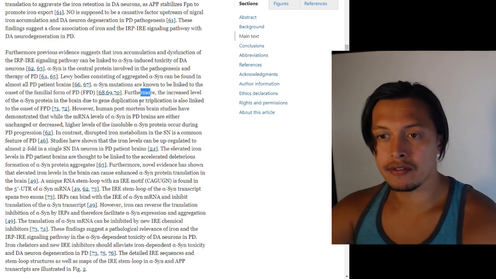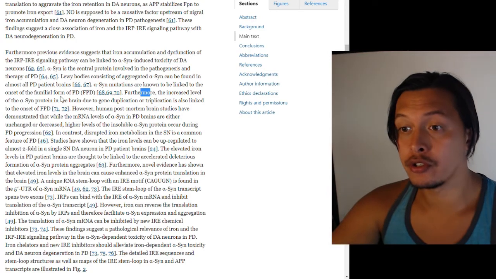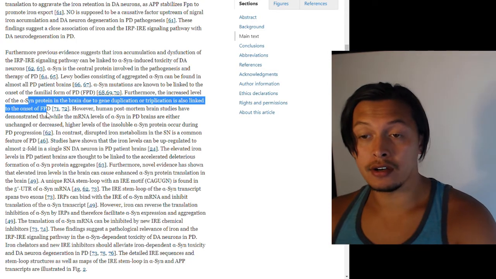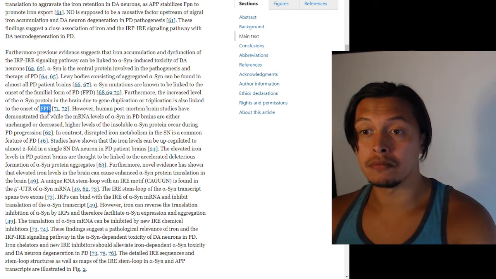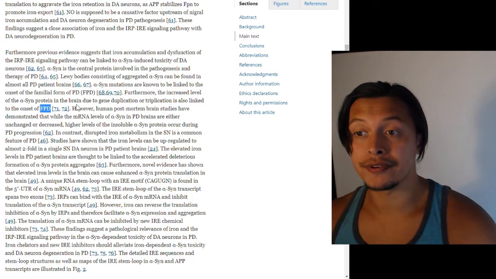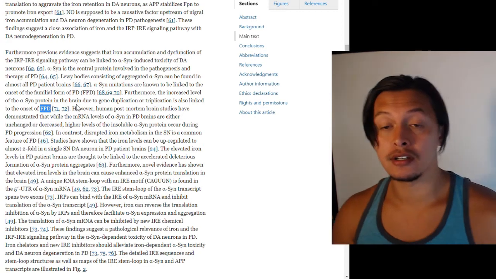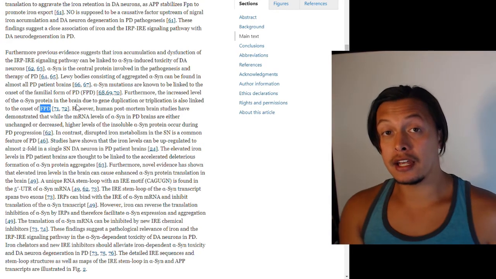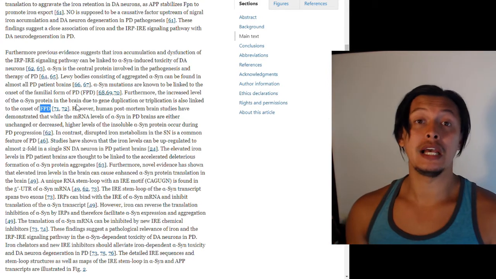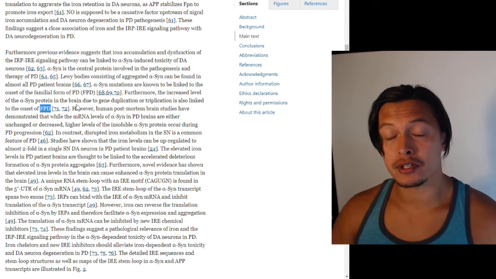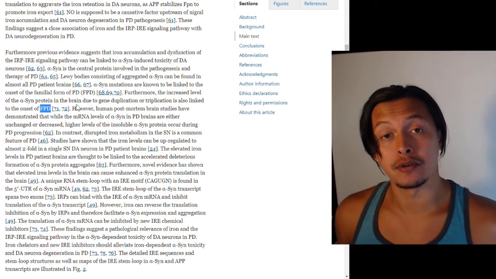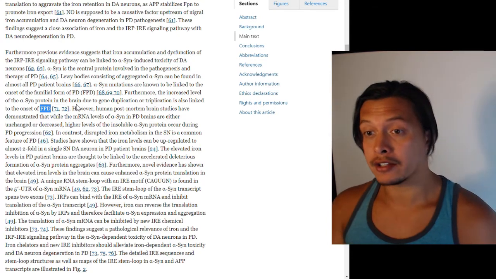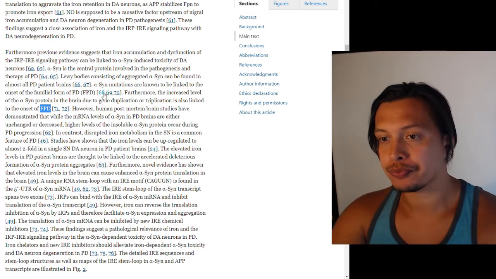Furthermore, the increased levels of alpha-synuclein protein in the brain due to gene duplication or triplication is also linked to the onset of familial form of Parkinson's disease. So if you have too many of these alpha-synuclein genes in your body, you might be producing way too much of it. And if you're producing way too much of a protein, the concentration of that protein can be high enough that it starts to crystallize or fall out of solution or form aggregates.